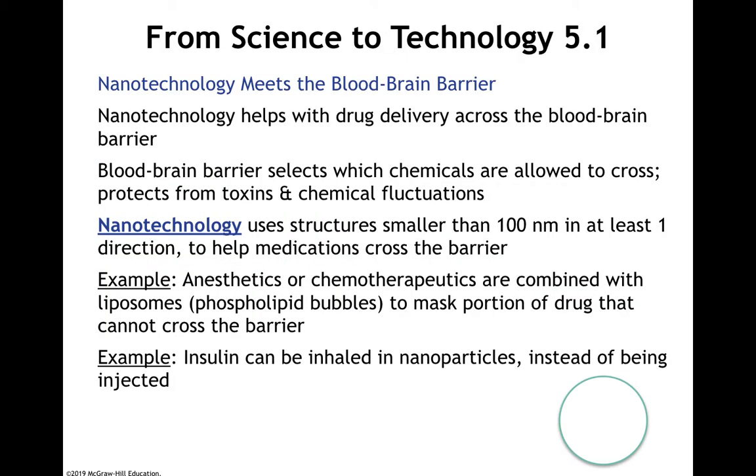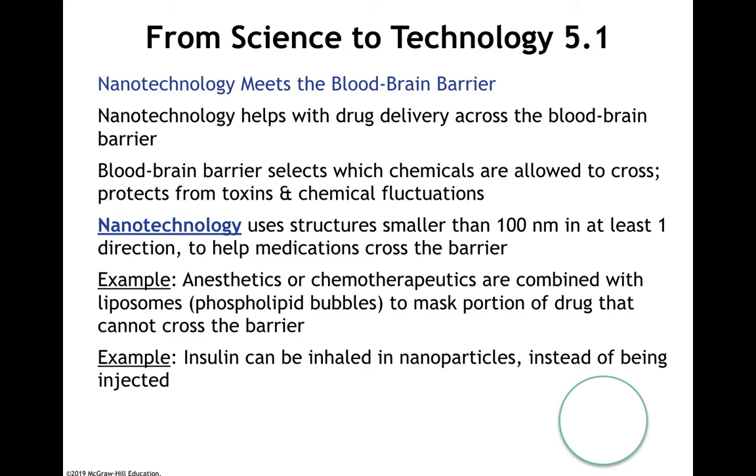So from science to technology, nanotechnology is working to get across the blood-brain barrier. The blood-brain barrier is a good thing to have, but it is difficult for us to get medications into the central nervous system in many cases because of this blood-brain barrier. So if we could find a way to get things across that we wanted to get across, it would be very helpful. Chemicals that are allowed to cross would be lipid-soluble molecules, small molecules.